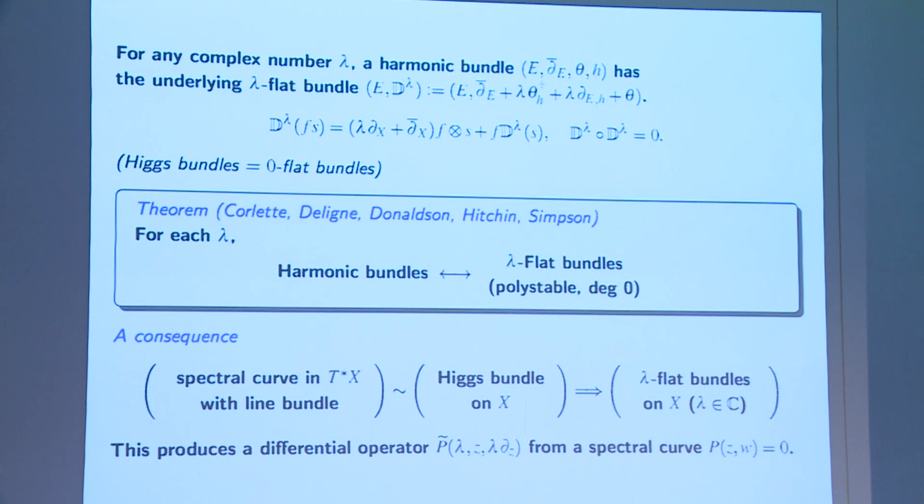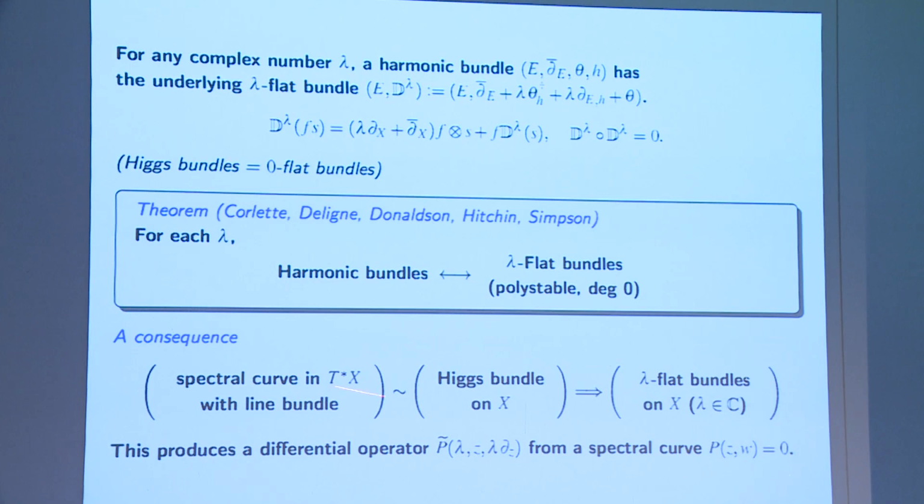And very briefly, this procedure gives us a method to construct from a spectral curve a family of differential operators which degenerates to the original curve at lambda equals zero. There are several procedures to construct such differential operators, but the non-abelian Hodge theory also gives one such construction. So anyway, this theorem is very important and fundamental and has many consequences.